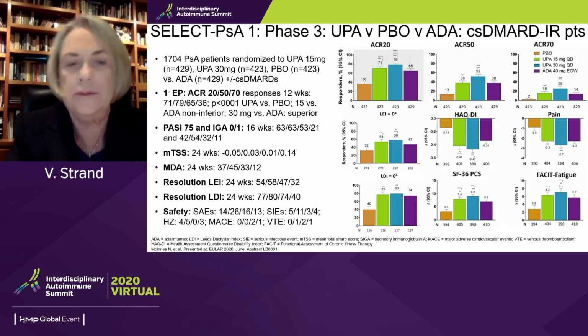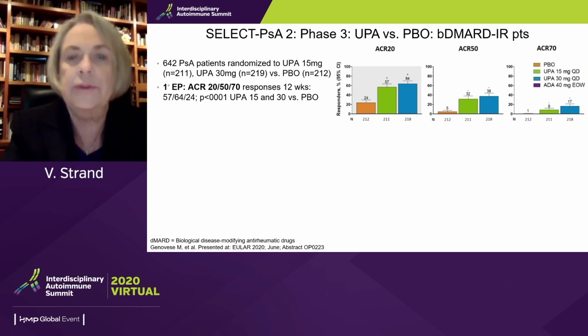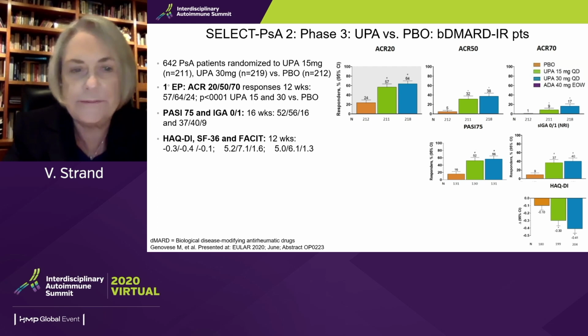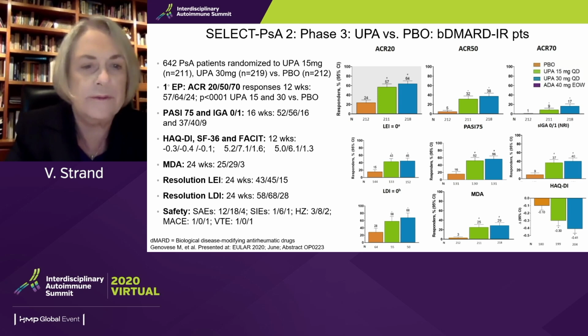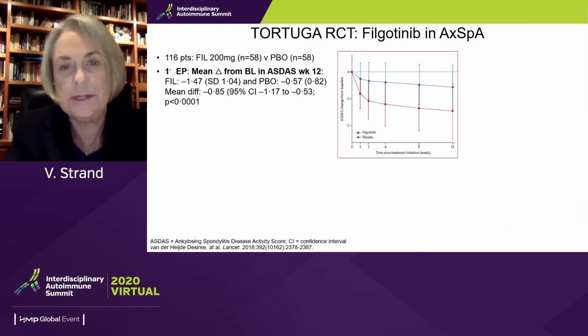If we look at PsA 2, what we find is just simply the two doses of upadacitinib versus placebo, very similar type of data in a more refractory population, ACR 20, 50, and 70, PASI 75, and investigator global, HAQ-DI, FACIT, minimal disease activity, 29% versus 25%, and again, complete resolution of enthesitis and dactylitis. Very similar safety profile, which we'll come back to at the end.